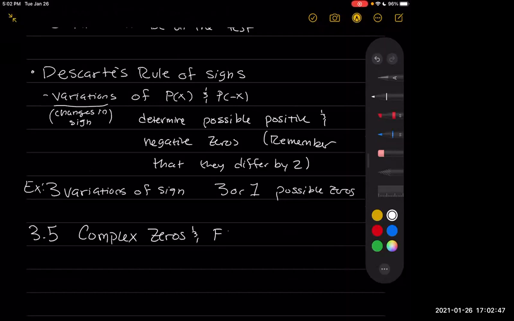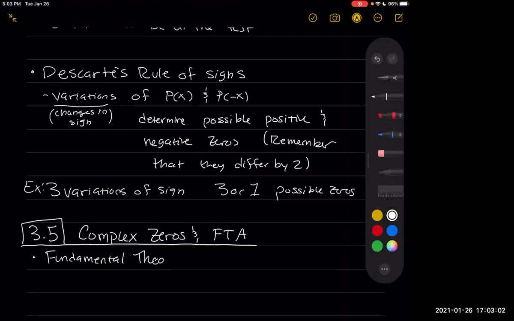All right, and then moving on to section 3.5, which is complex zeros and the fundamental theorem of algebra. So we talked about the fundamental theorem of algebra, as well as the complete factorization theorem.